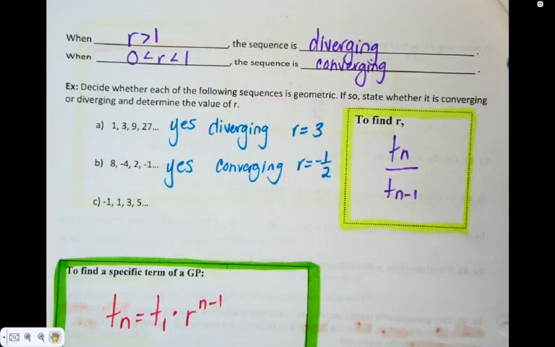Negative 2 would be a diverging sequence, meaning it's getting bigger.